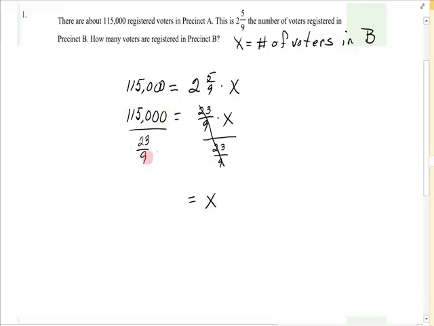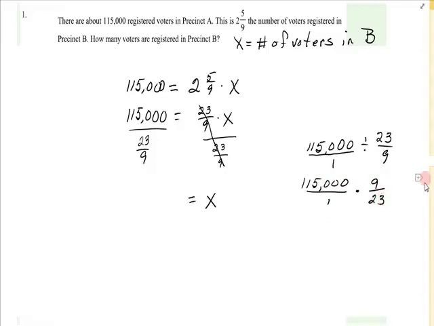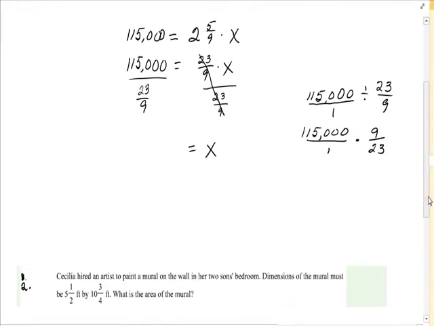I need to do this problem, and I'm going to do it right over here. That is 115,000 divided by 23 over 9. I'm going to write the 115,000 over 1. Keep 115,000 over 1, change, and flip the second fraction. Division turns into keep, change, flip. Give myself a little more room.